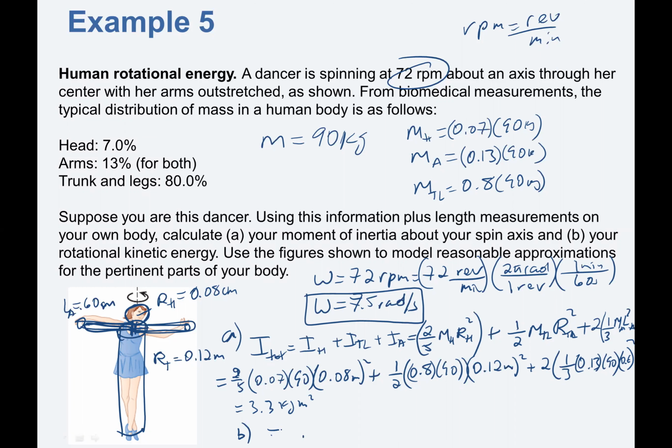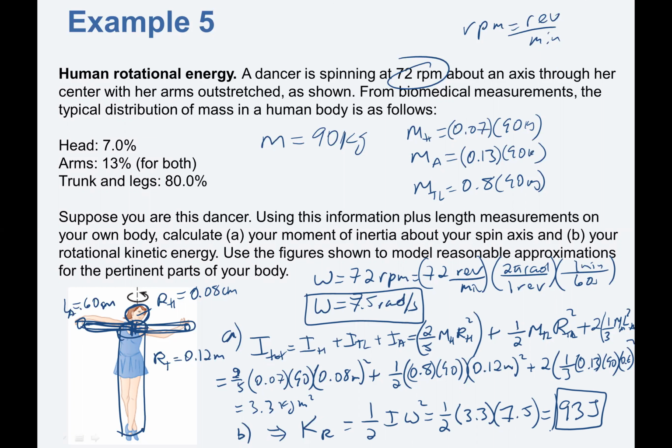Part B, then we find the rotational kinetic energy, which is 1/2 I omega squared. That means I put in the moment of inertia 3.3 and the angular speed of 7.5 that we calculated, and we're going to get 93 joules.